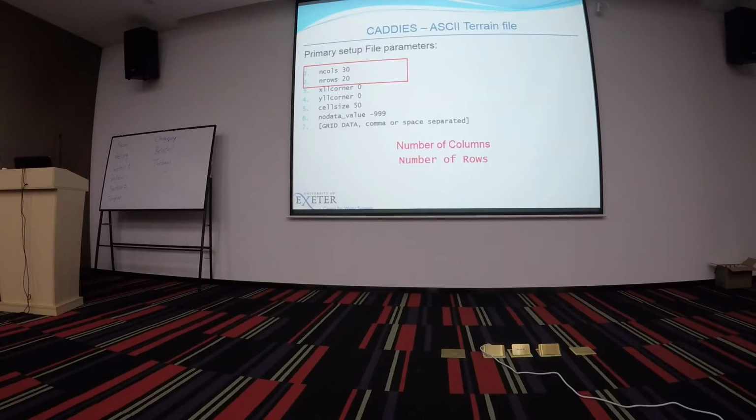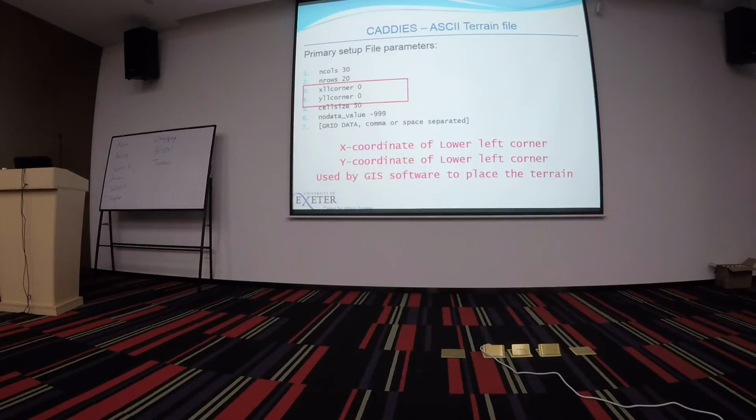So these parameters, we have a number of rows and a number of columns. It specifies the size of your terrain. You want to make sure that that is the same as the number of actual data points you have in there. Then we have an x coordinate at the lower left corner and a y coordinate at the lower left corner. This isn't actually used by CADDIES, but it is used by GIS software to place your terrain. So if you're having multiple terrains, it tells where to put them.